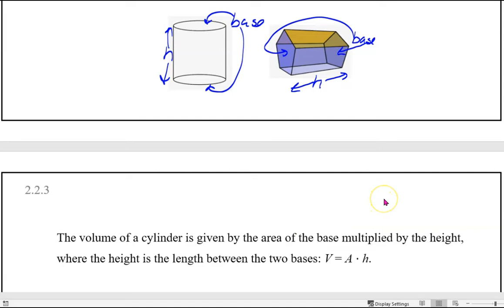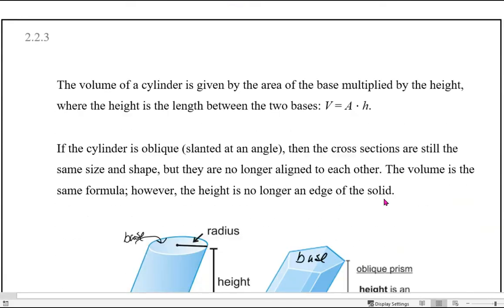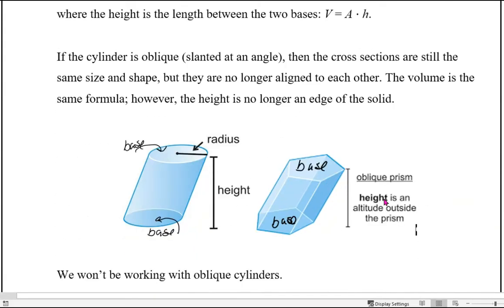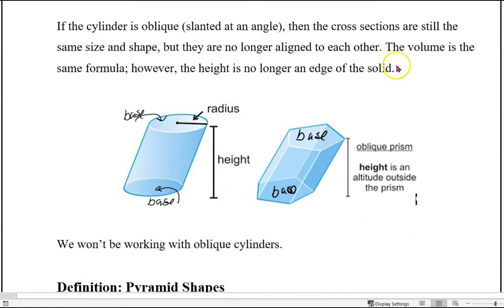Now, it is possible to have a cylinder that is what is known as oblique. That means slanted at an angle. The cross sections will still be the same size and same shape. They're just not lined up one to the next. The volume will be the same formula, but in this case, the height is no longer an edge of the solid. It is instead the perpendicular height. We're not going to be working with oblique cylinders, so you don't need to worry about those.